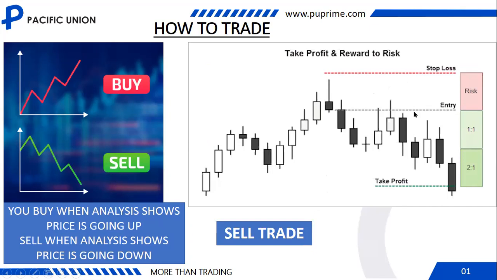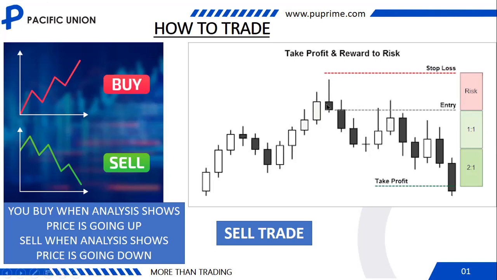So once you place your sell entry, your stop loss is going to be above your entry, and your take profit will be below your entry. These are some of the things that you need to know before you trade, except if you have been given a signal or an analysis to improve your trading.